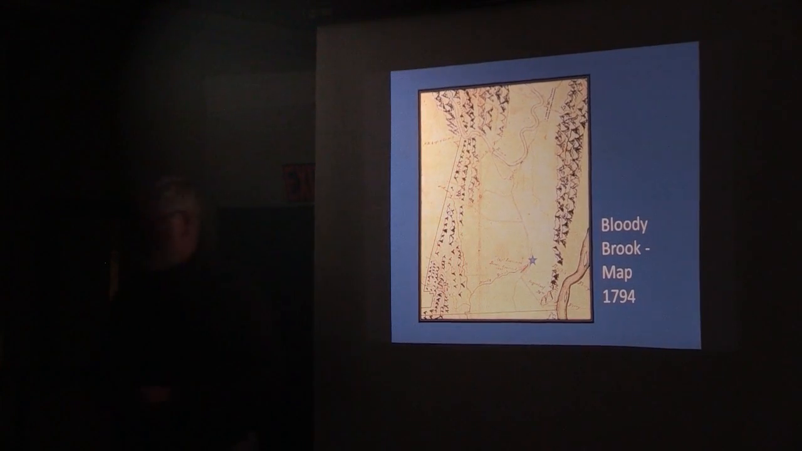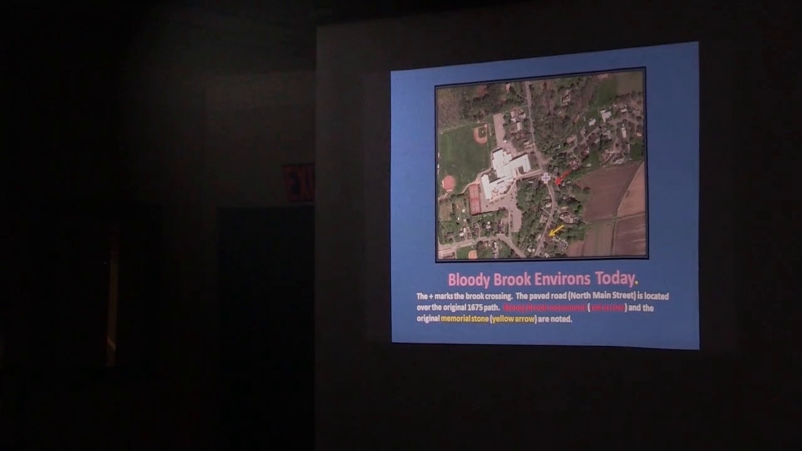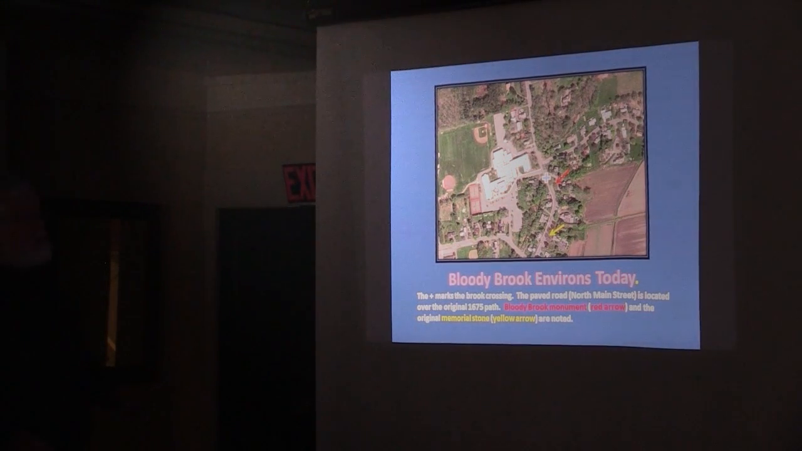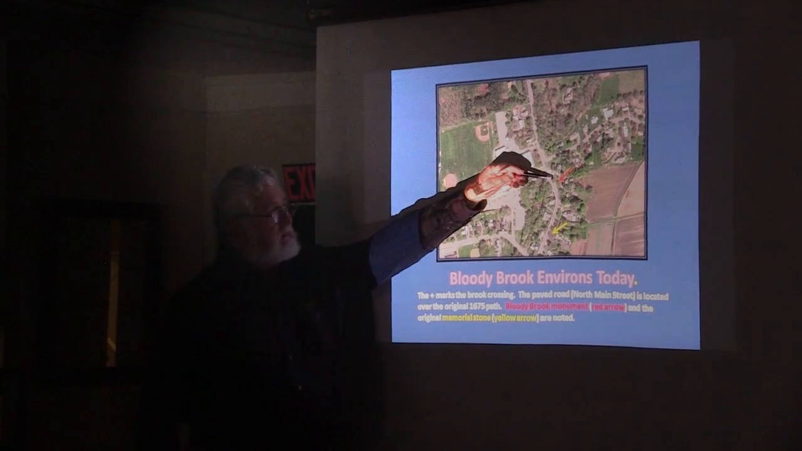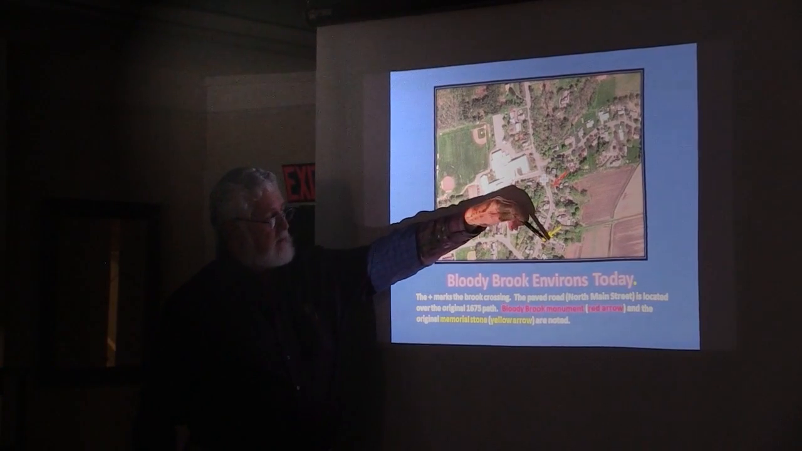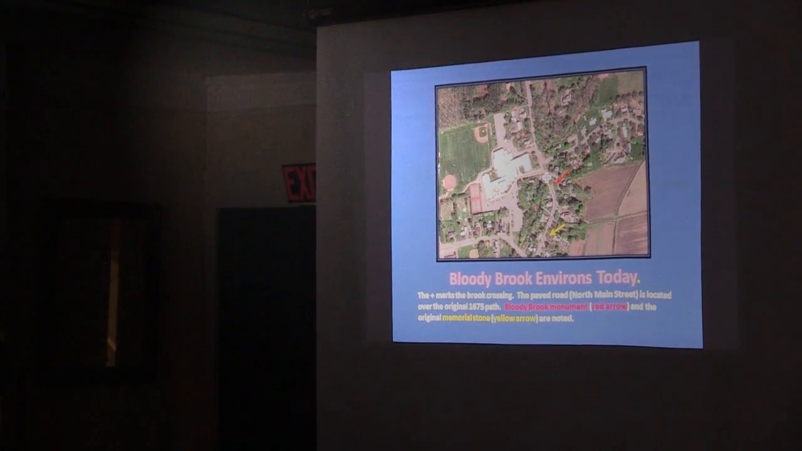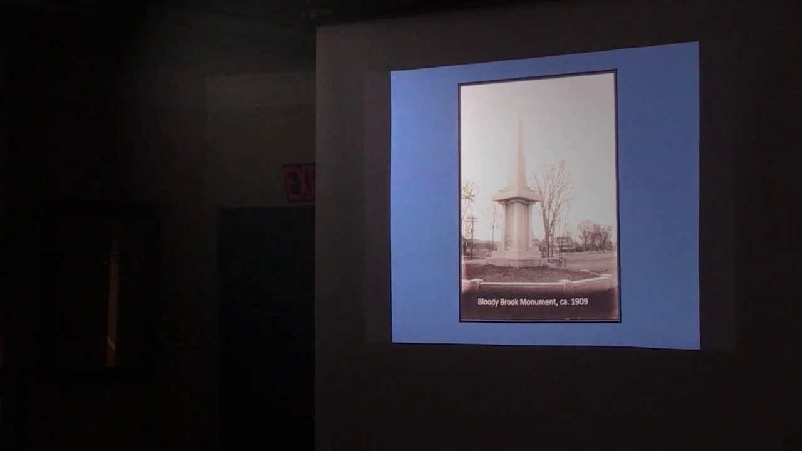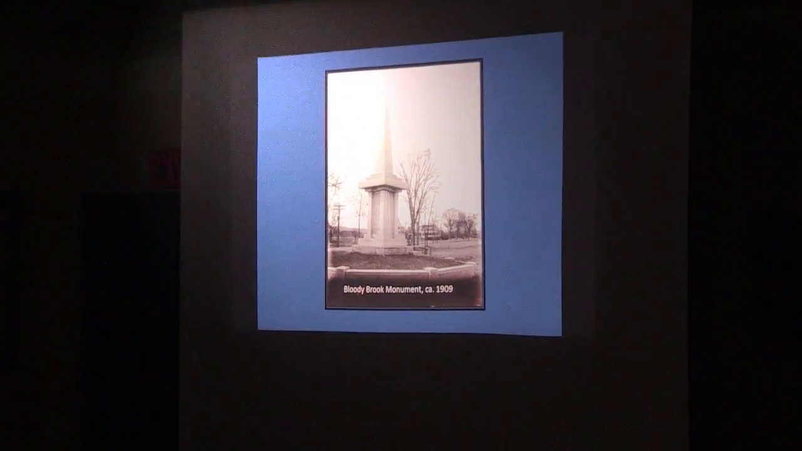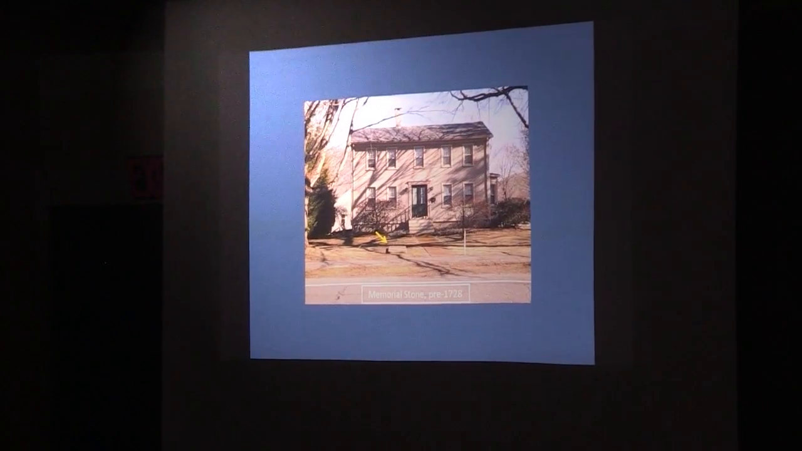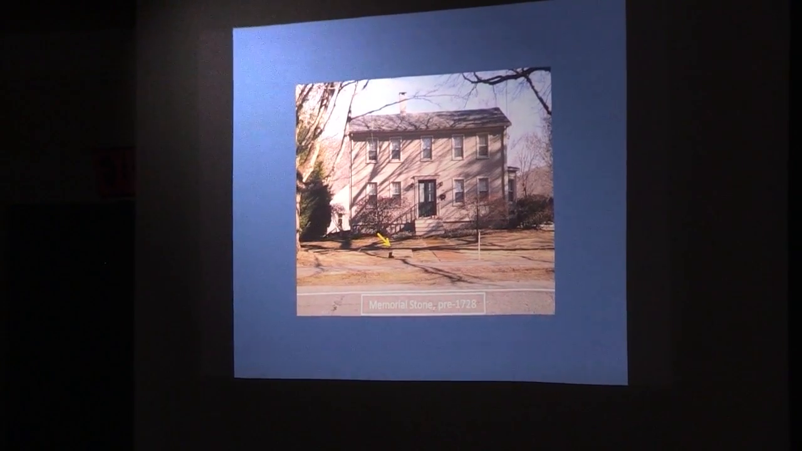So probably most of you have driven by this monument. But here's what it looks like from the air. It's Frontier Regional High School. This is the stream crossing for Bloody Brook. The monument's here, and there's a memorial stone down here in the front yard. So there's a monument, 1909. That familiar to everybody? Yeah. And that's the house, and that's the memorial stone.